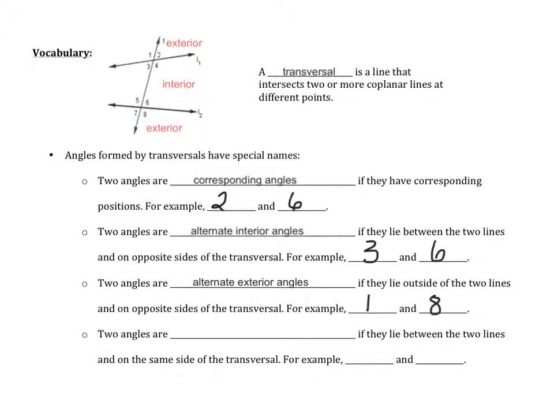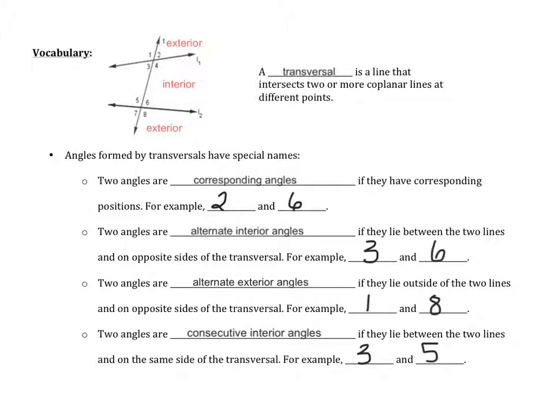The last angle pair are called consecutive interior angles. Two angles are consecutive interior angles if they lie between the two lines. So again, that's why they are interior. So we're talking about 3 and 4, 5 and 6, and on the same side of the transversal. So in this case, consecutive means they're on the same side of the transversal. So that would be angles 3 and 5, and then 4 and 6. But again, we'll only write down one example for our notes.